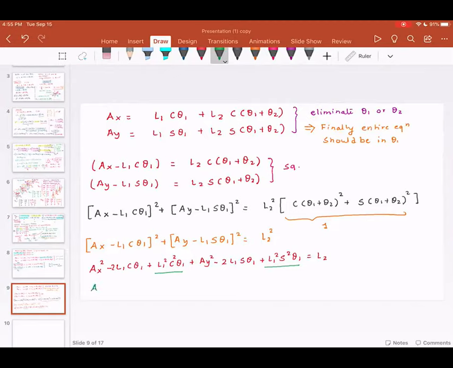And I would have an expression AX squared plus AY squared minus 2L times cosine theta 1 plus sine theta 1 plus L1 squared is equal to L2 squared. Are you with me so far? Any questions? So what I did, I combined the terms.